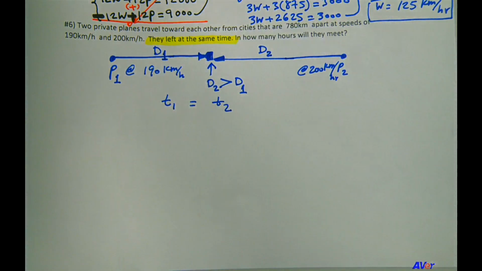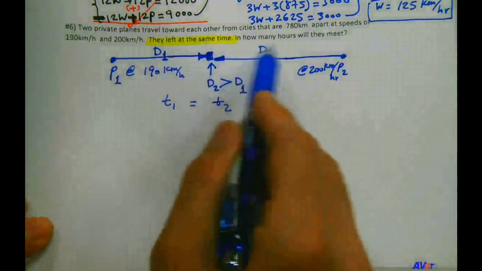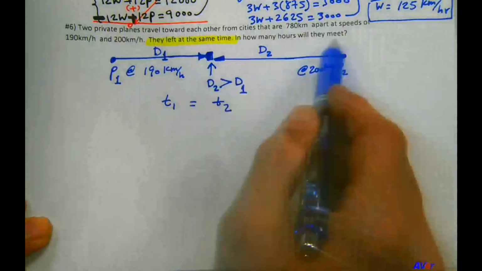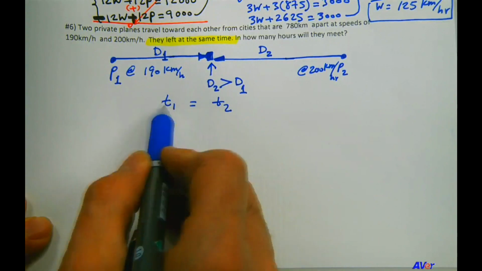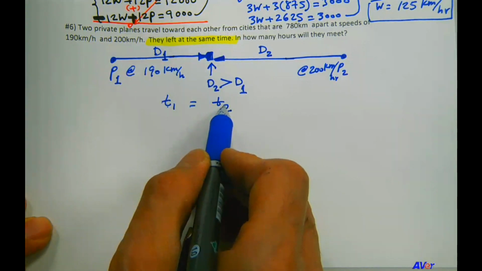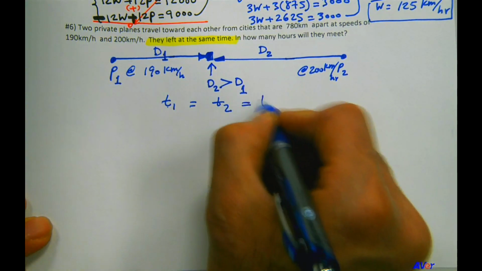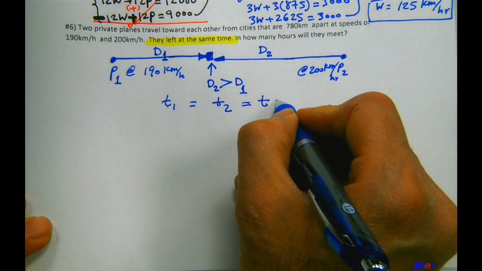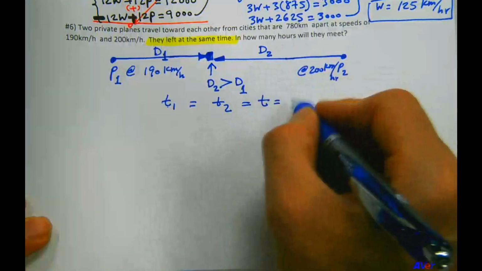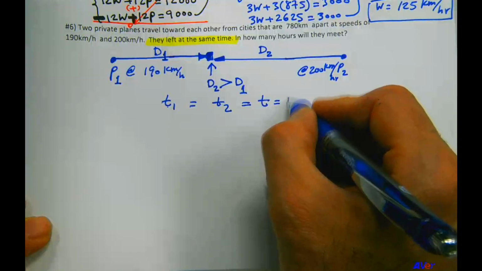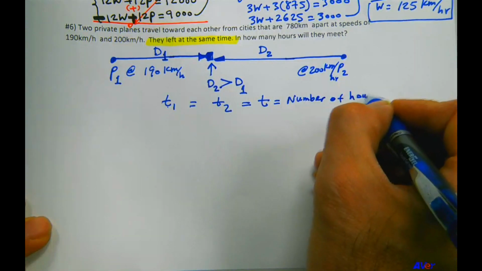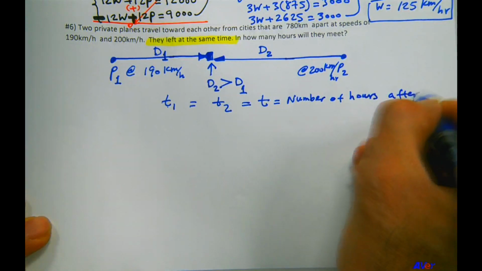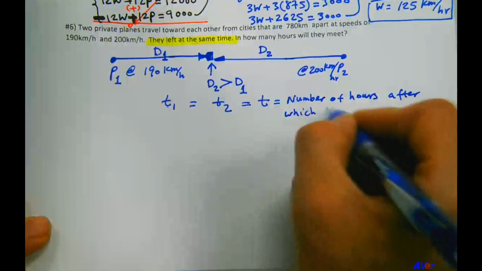So then what they're asking is, in how many hours will they meet? So they're really asking for this time. They're asking for T1 and T2. So T1 and T2 are really equal to T, which is equal to the number of hours after which the planes meet.